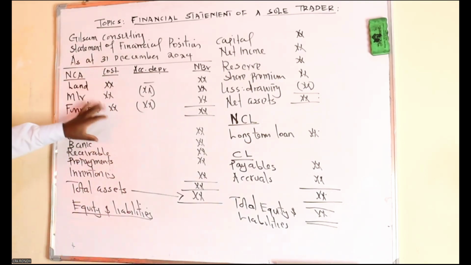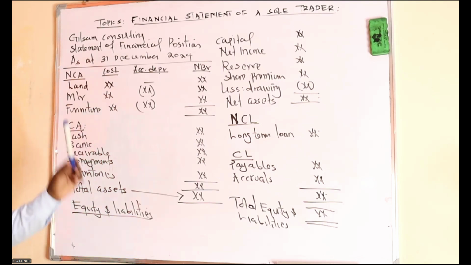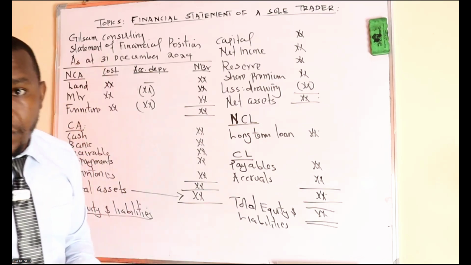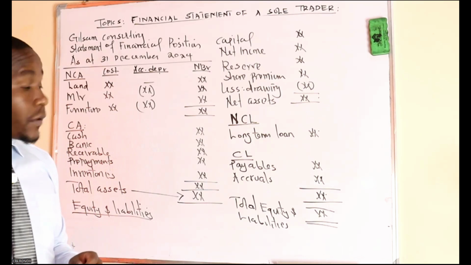So this is the statement of financial position after the income statement. This is what the examiner needs you to have in topic 5, that is the preparation of financial statements of a sole trader.